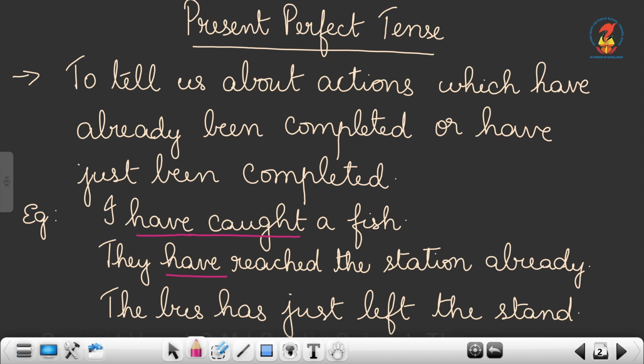Look at the third example. The bus has just left the stand. What is the subject here? Yes, bus is the subject. So bus is singular or plural? Singular. So we have used has there, okay.